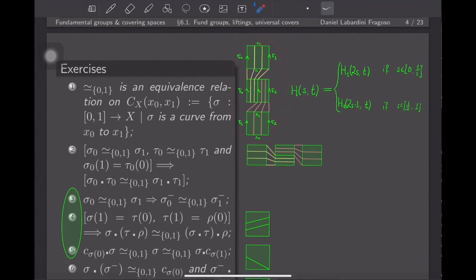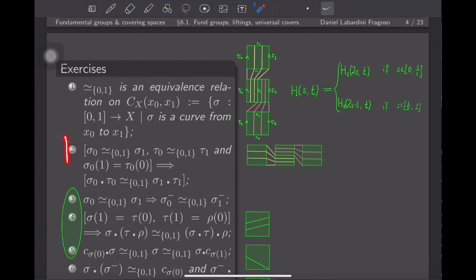Something very easy to check is that every curve is homotopic relative to endpoints to itself, and that if sigma naught is homotopic relative to endpoints to sigma 1, then the converse is also true: sigma 1 is homotopic relative to endpoints to sigma naught. It's just traversing the homotopy in the opposite direction, right? So the new H would be the old H of 1 minus S comma T.